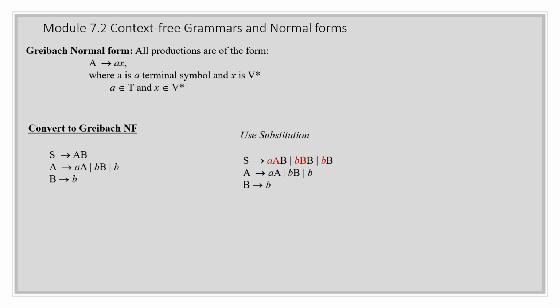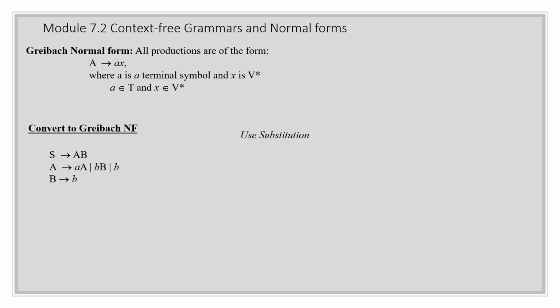All right, so there's a second normal form called Greibach normal form. In this one, all the productions must have a single variable on the left-hand side. On the right-hand side, they must be in the form of one terminal symbol followed by any number of variables. So right here, you can see that this one is fine and this one is fine, but this one is not in Greibach normal form. So you can use substitution to handle that.